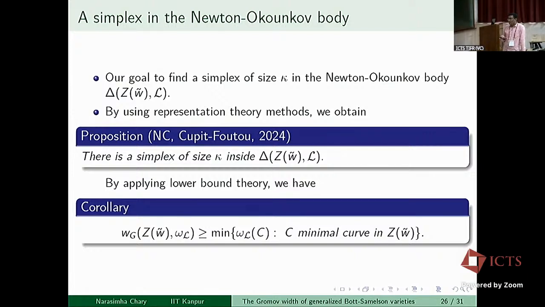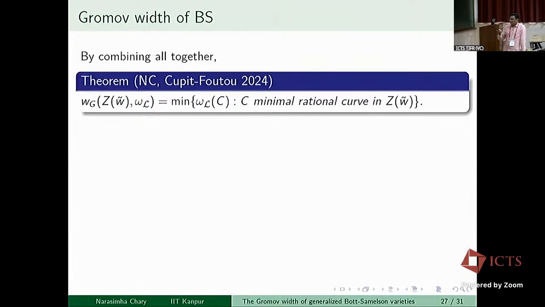But we already observed that the upper bound is this one and the lower bound is also this one. Somehow we are squeezing the Gromov width between these two bounds. I mean, somehow we are lucky enough to get a lower bound.